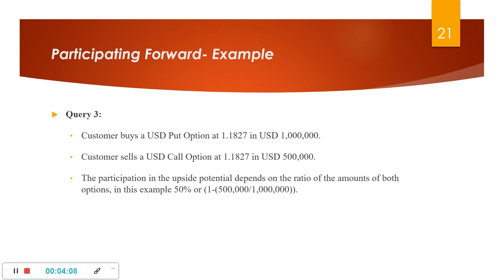Now let's discuss another example. A customer buys a USD put option at 1.1827 for USD 1 million. The customer sells a USD call option at 1.1827 for USD 5 lakh. The participation in upside potential depends on the ratio of the amounts of both options. In this example, 50% participation would come up.